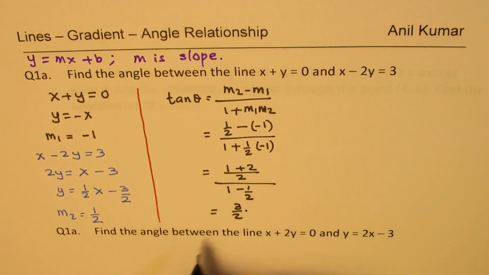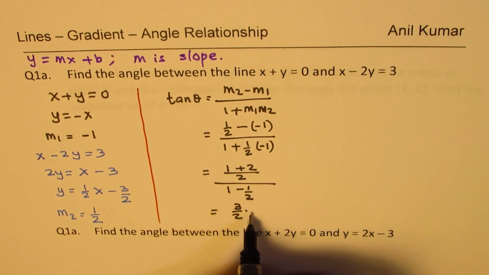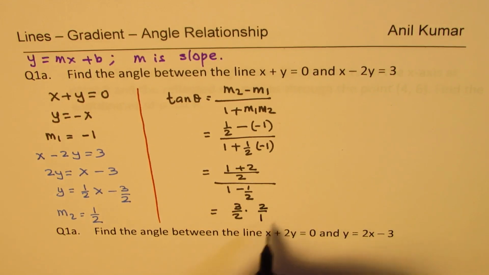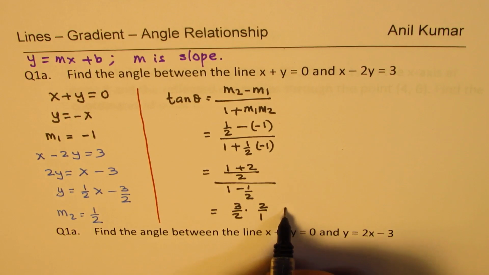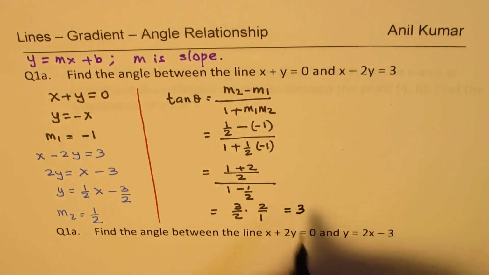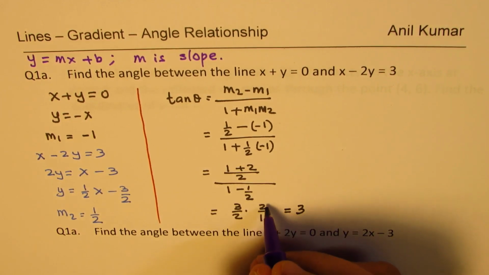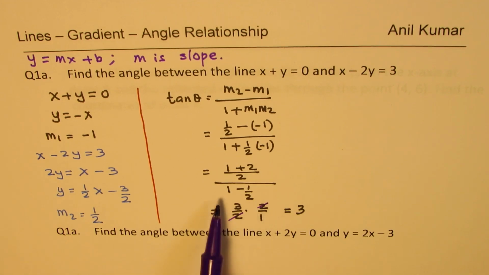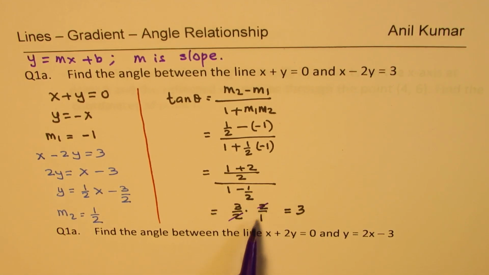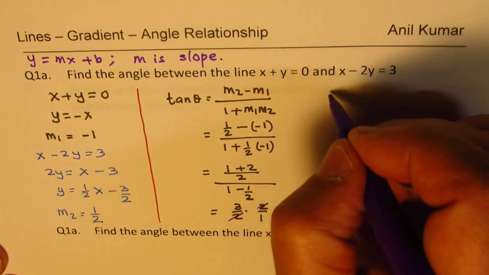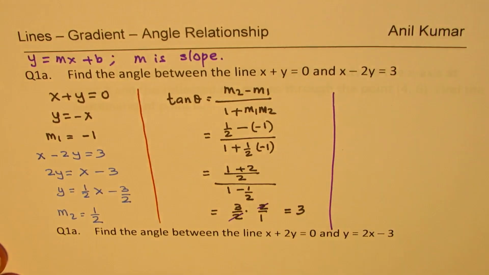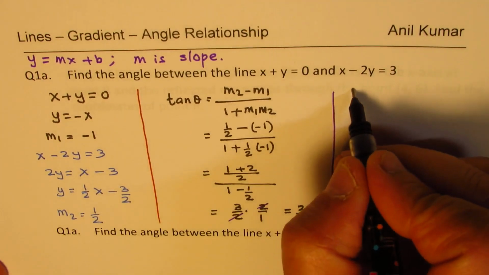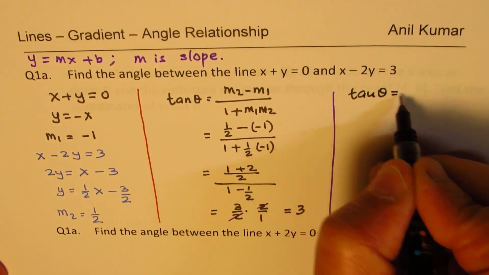So that is the numerator. And here 2 minus 1, right? 2 minus 1 is 1. That is, 1 minus half is half, so times 2 over 1, correct? So that gives you the value as 2 and 2 cancel, 3. Is that clear, right? So 1 minus half is half, which I could write as 2 over 1. So we get tan theta equals 3.